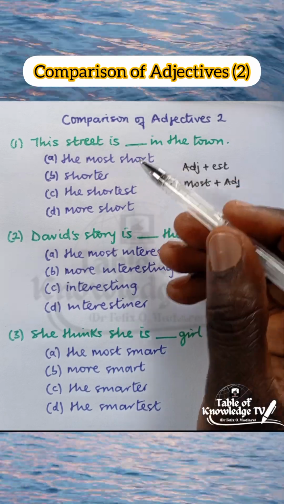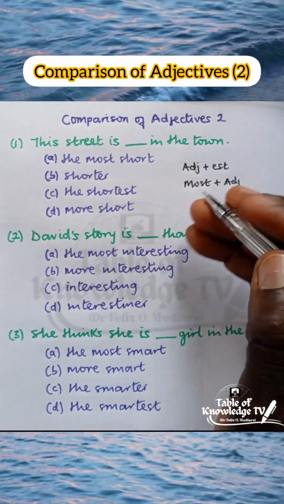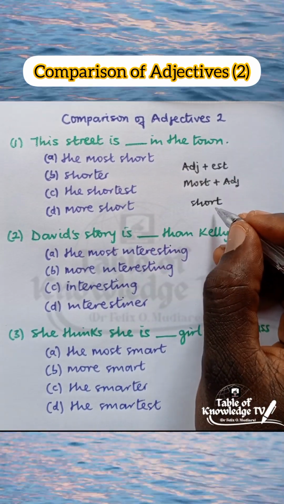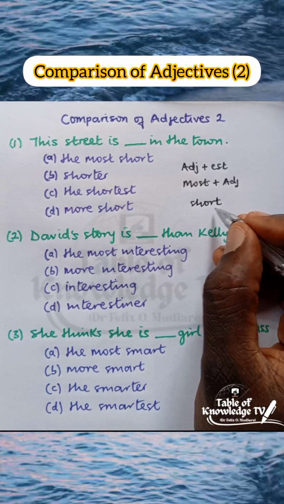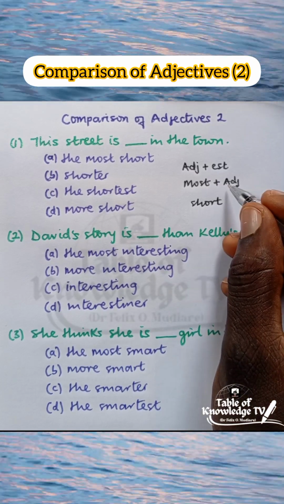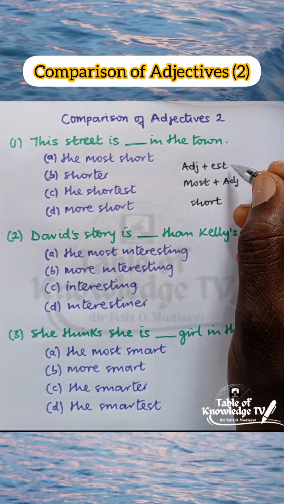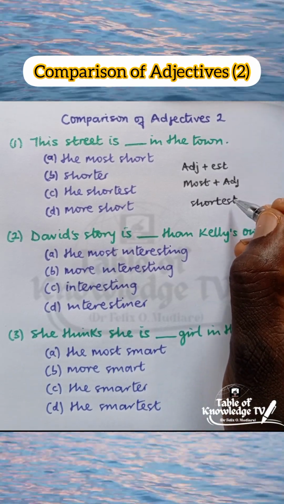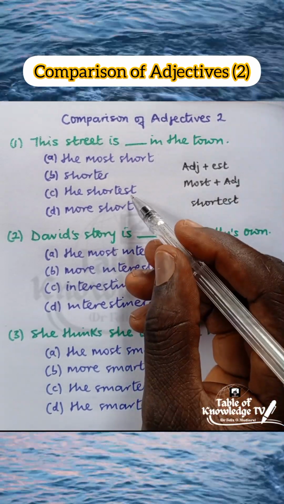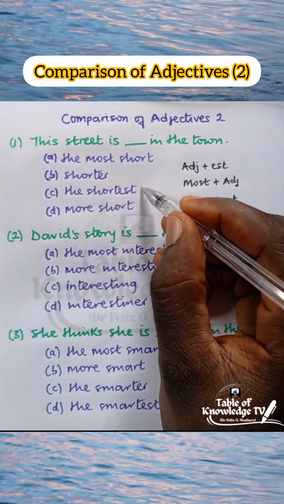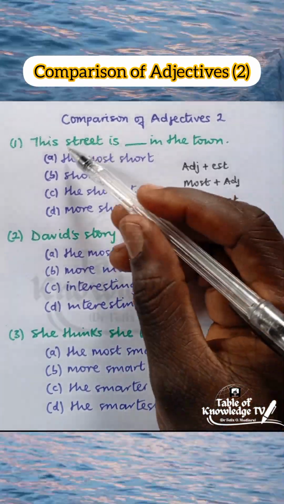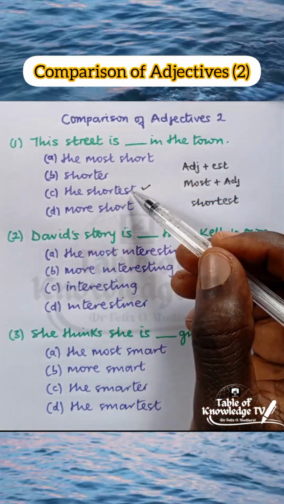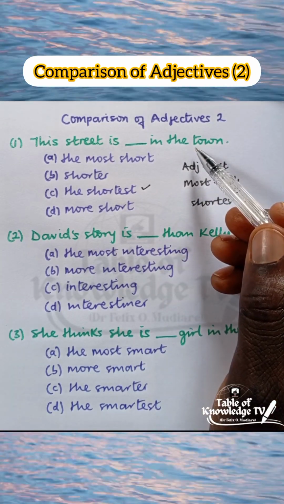Here, our adjective is short. Short is 1 syllable. So the formula to use is not the second one, but the first one, adjective plus est. So we have shortest. So when you come to the options, that corresponds to option C, the shortest. The street is the shortest in the town.